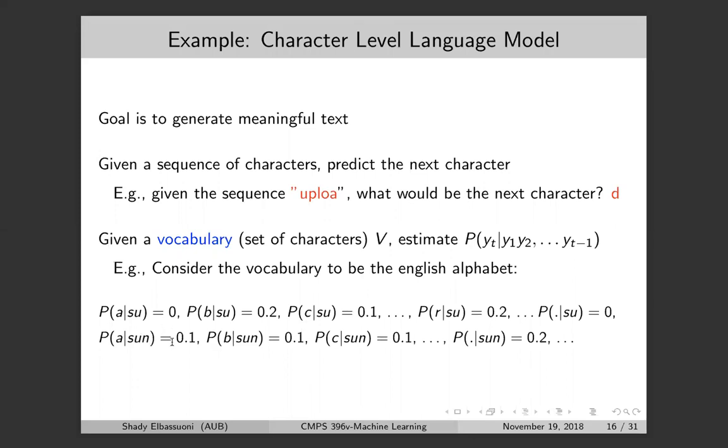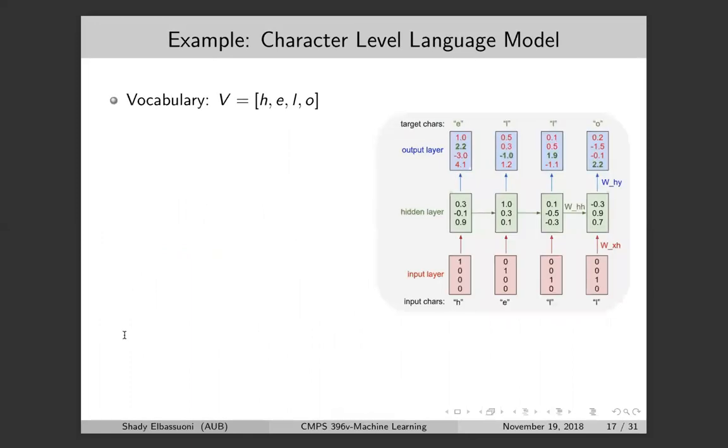You do this repeatedly: for a given particular sequence, what is the probability of the letter A, what is the probability of the letter B, and so on. Let's see how this works. How do I train a character level language model? Let's assume that my vocabulary is just 4 characters: H, E, L, and O.